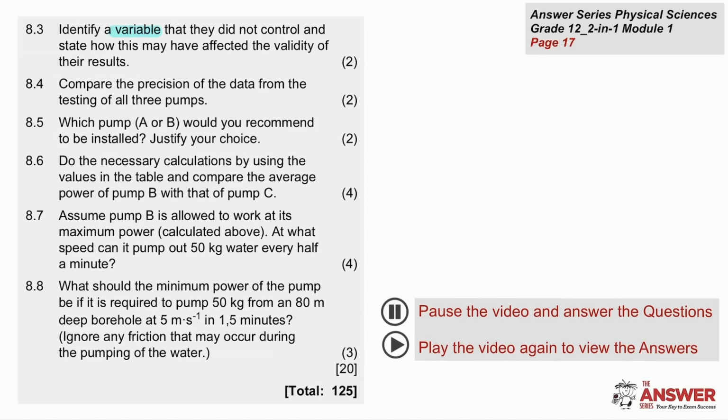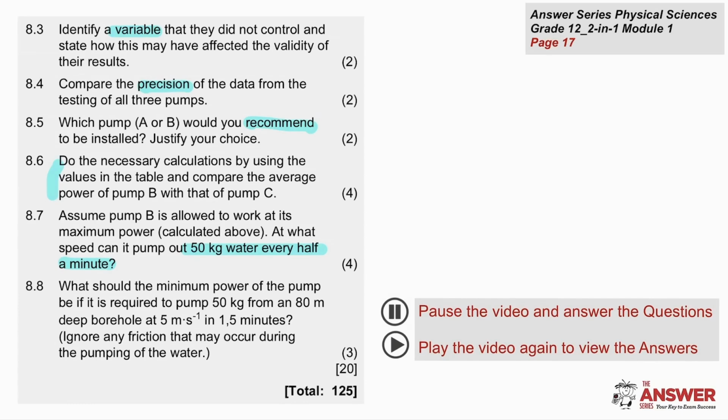Besides the variables, there's a question about precision, and finally, you have to give a recommendation for which pump you would install. Note that in question 8.6, you are calculating maximum power assuming a zero final velocity. Then in question 8.7, you are calculating the speed of the water based on minimum requirements of 50 kilograms of water every half a minute.